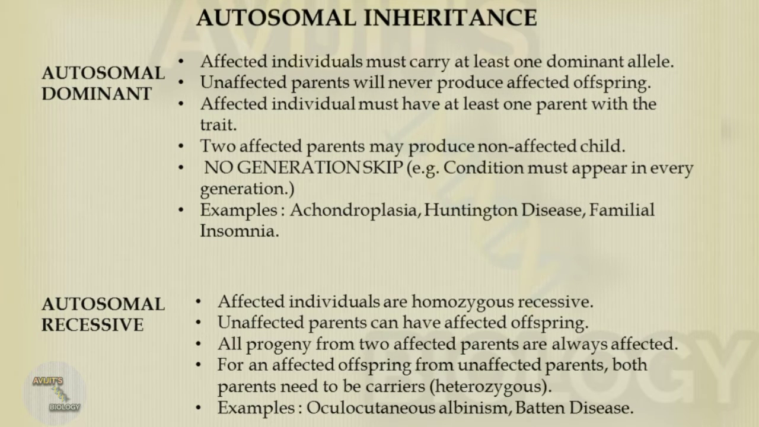Now next one is the autosomal recessive inheritance. Here affected individuals are homozygous recessive, and the most interesting characteristic of autosomal recessive inheritance is that unaffected parents can have affected offspring. And all progeny from two affected parents are always affected. And for an affected offspring from unaffected parents, both parents need to be carriers, like heterozygous, they will be heterozygous. And these are some examples of autosomal recessive inheritance.